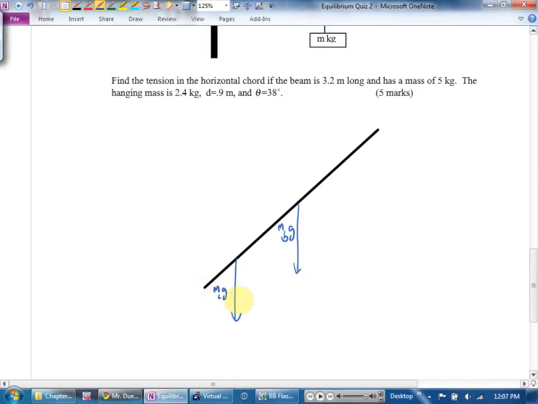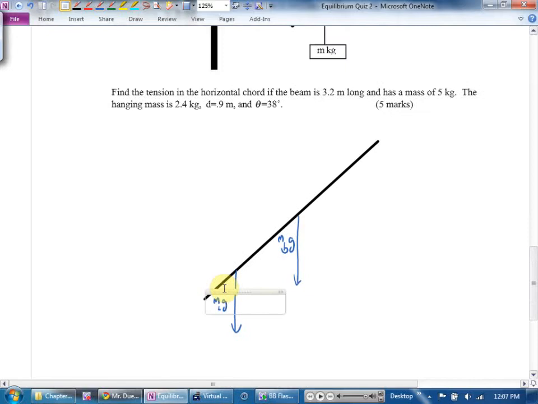What other forces? Well, this is a bit unusual. We have tension going off this way. It looks like we have our pivot right here. By the way, what do the forces on the pivot have to be? Well, this is pulling left, so this thing has to be pulling to the right. Do you notice I got two downwards forces?